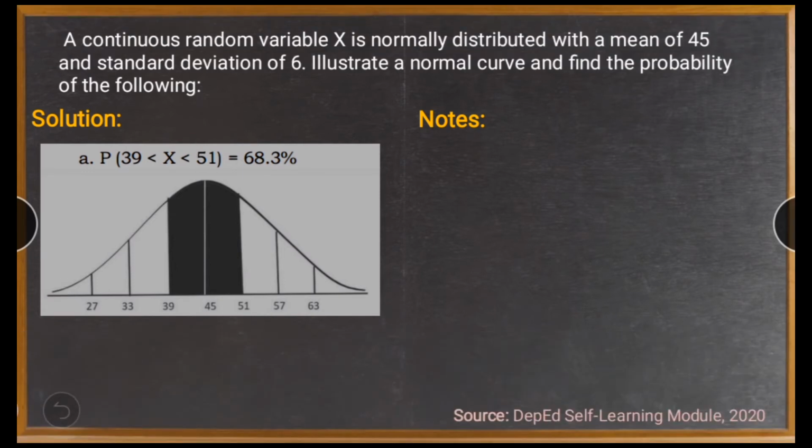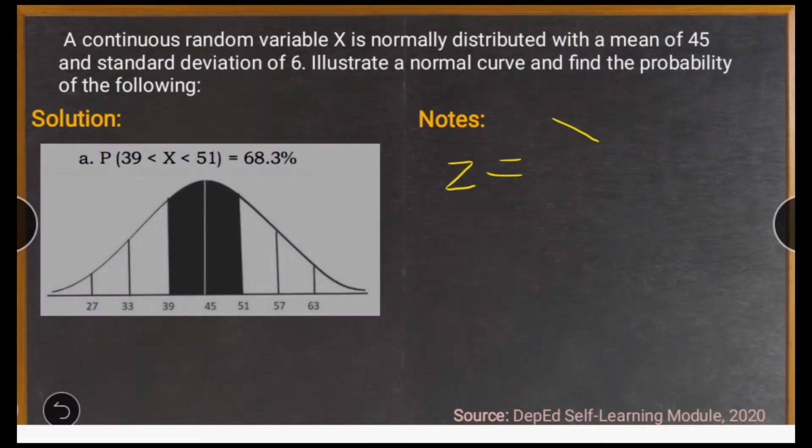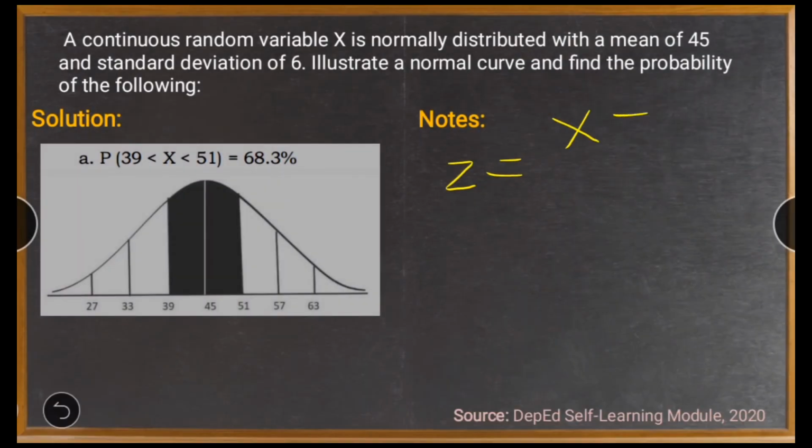So first, of course, we are going to use the z-score formula, the standard score. And as I said, we have the formula z is equal to x minus mu, the mean, over sigma, the standard deviation.